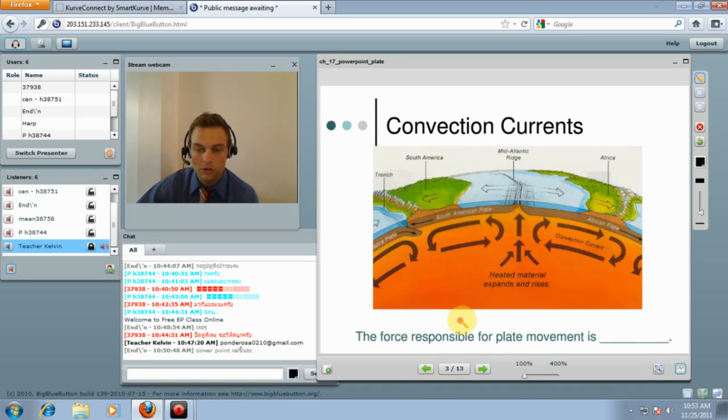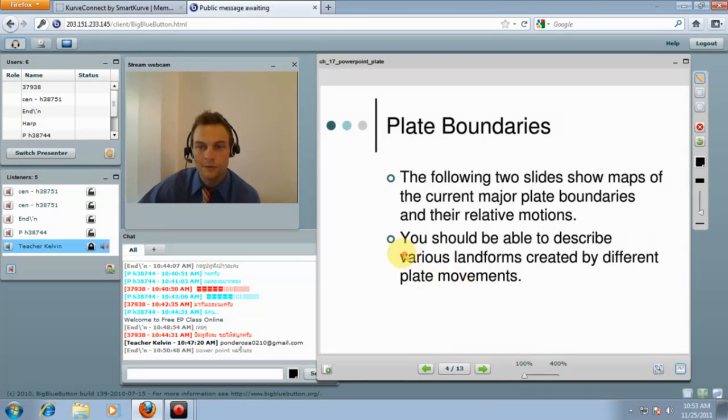So the force responsible for plate movement, can anyone tell me what they think the force responsible for plate movement is? A big hint is that it's in big bold letters at the top of the slide. Yeah, convection currents, which is just the current of this kind of liquid magma underneath the surface of the Earth. So pretty cool stuff.